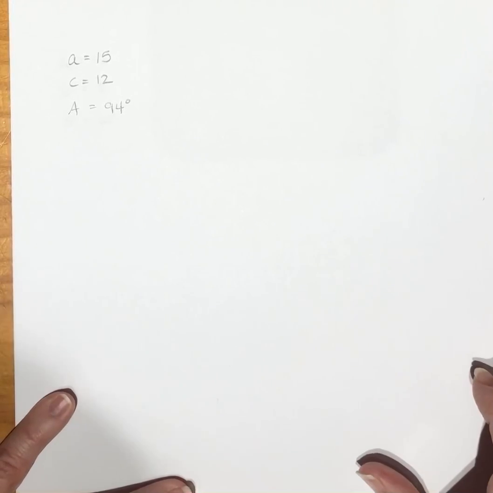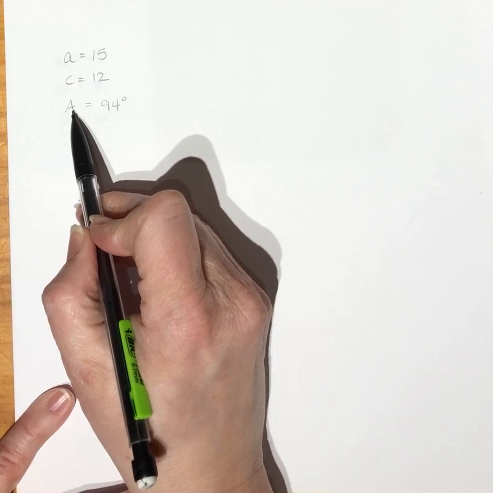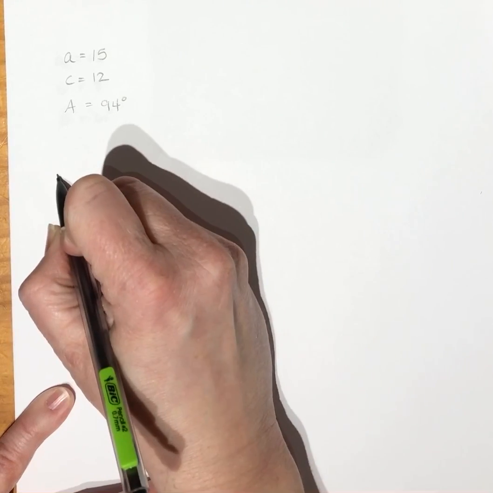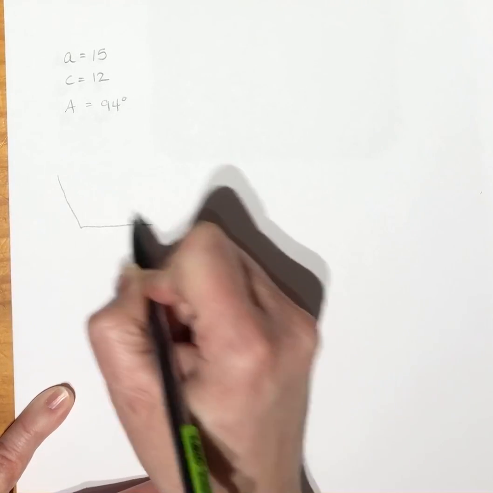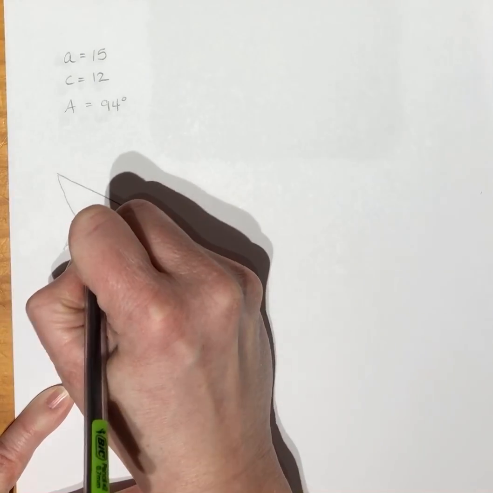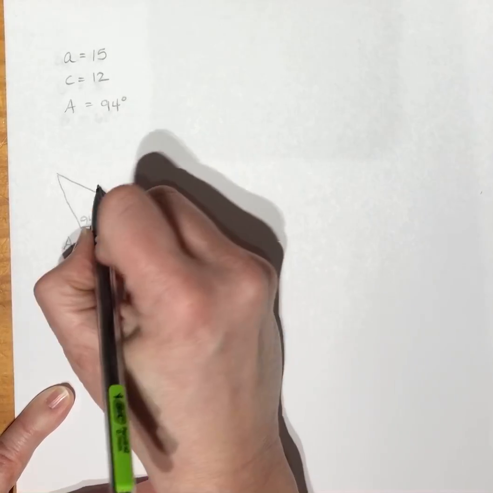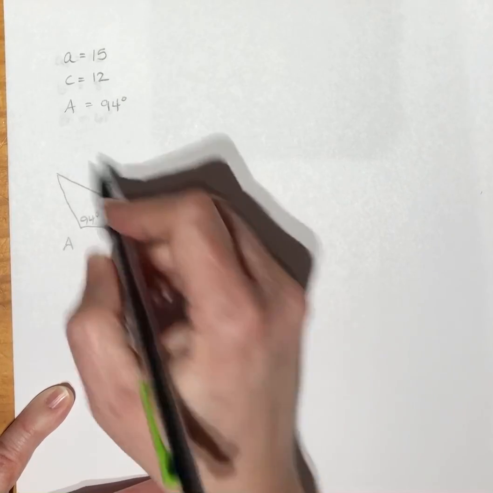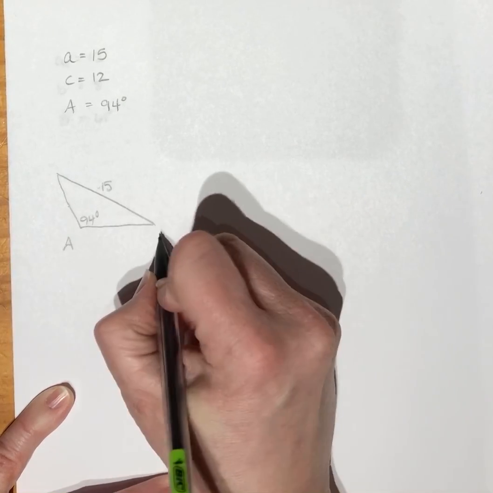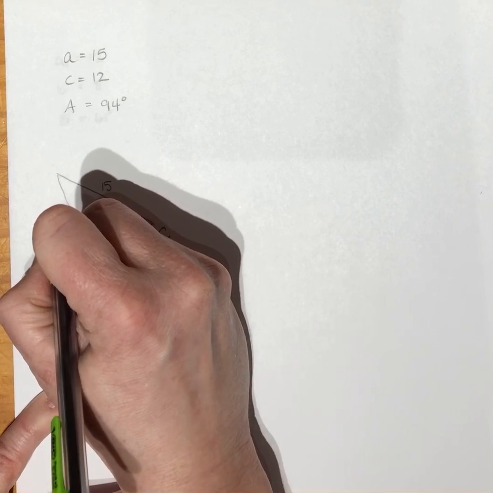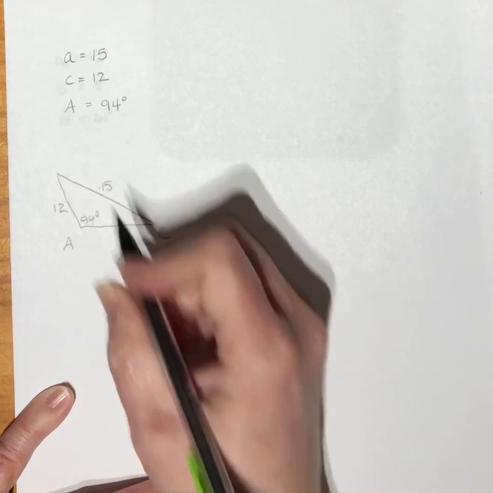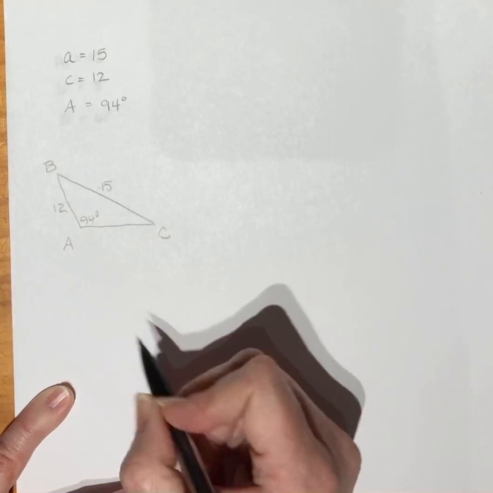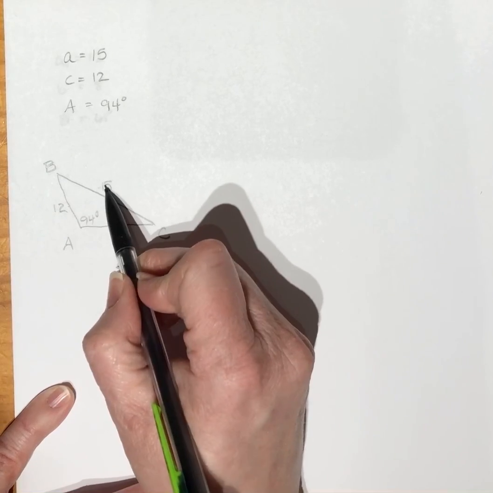Another example, draw a picture, only given one angle. Again, this is another obtuse angle. So this is my angle A, 94 degrees. Side A is 15. I want my other side here. So this is going to be angle C, side C is going to be 12, which leaves me with angle B. So again, angle, side, side.